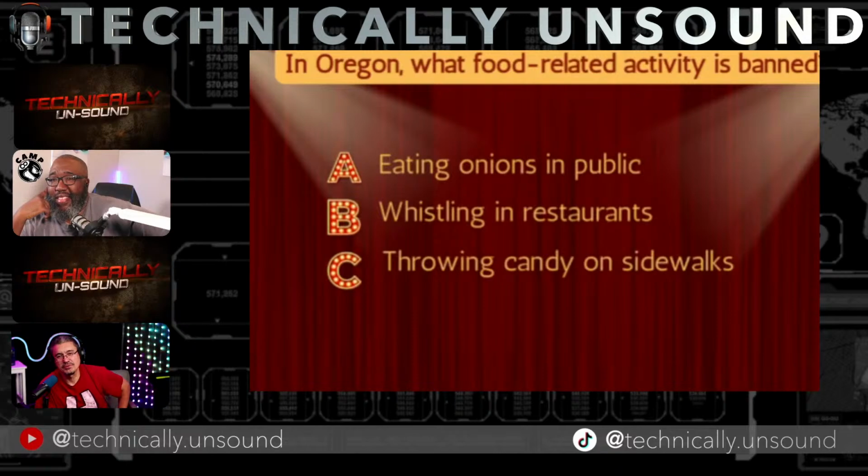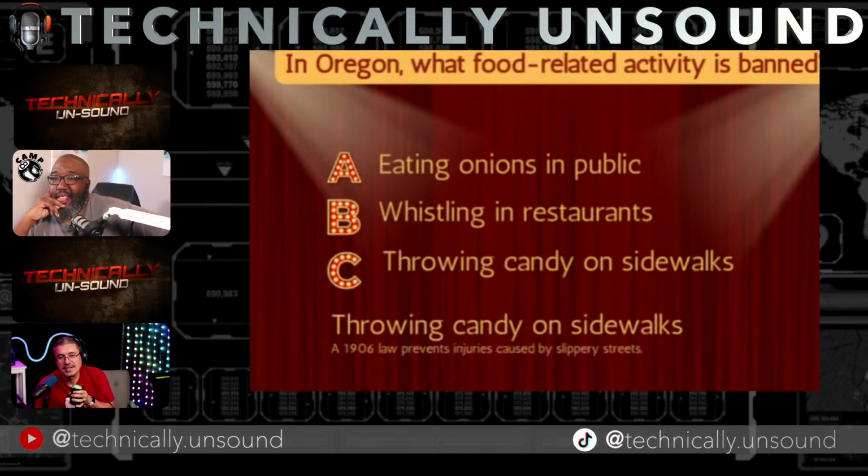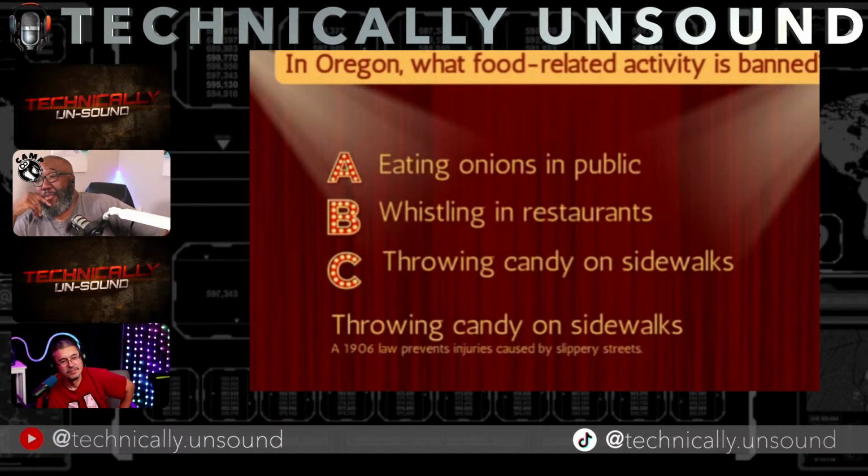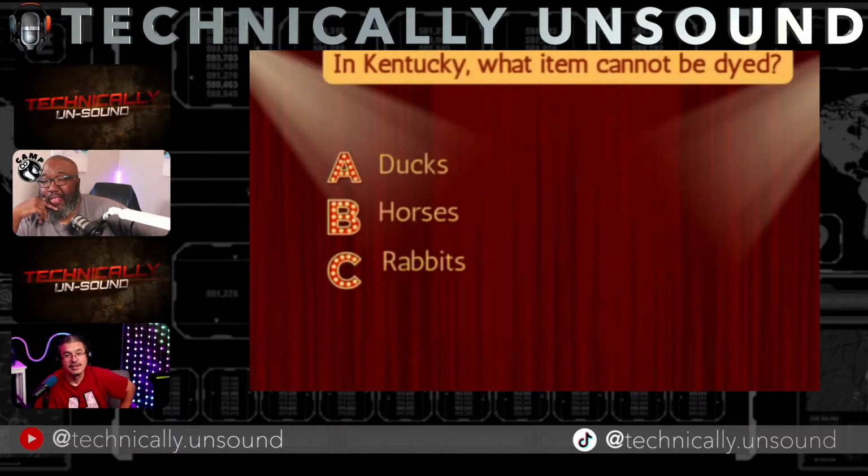In Oregon, what food-related activity is banned? Eating onions in public. Throwing candy on sidewalks. A 1906 law prevents injuries caused by slippery streets. I would say whistling in restaurants. I mean, Kevin got pissed when we broke out into the Lion King. Every time we broke out with the Lion King song at Pizza Hut, we would get pissed off. Whistle while you twerk.